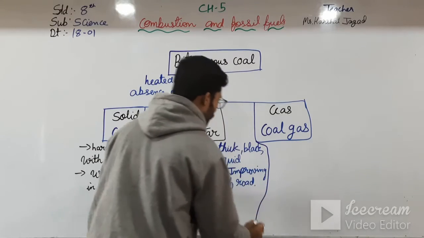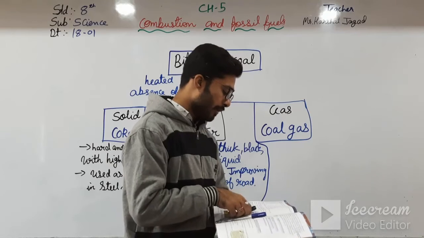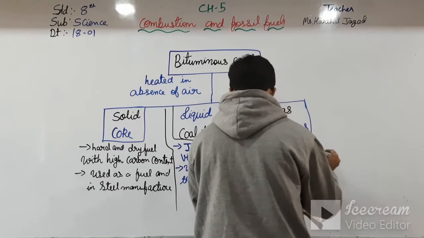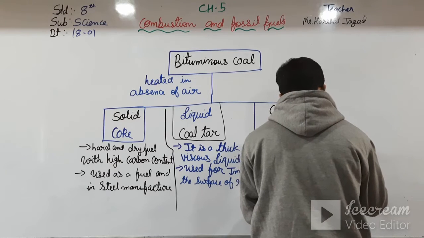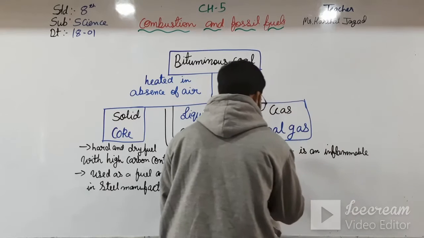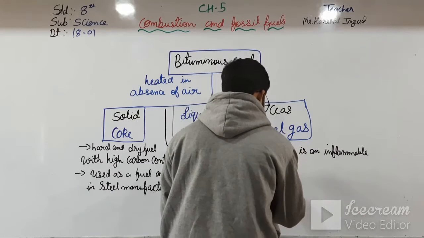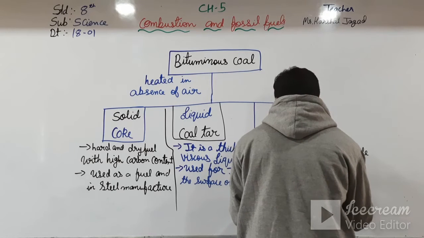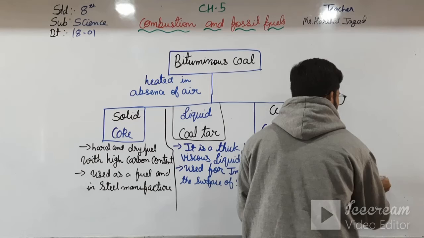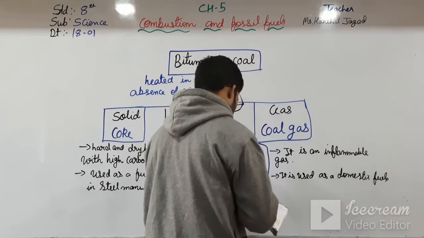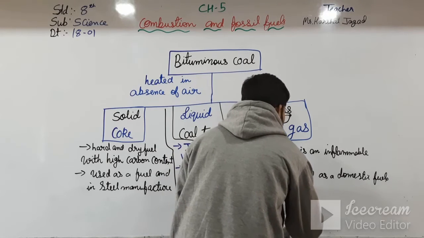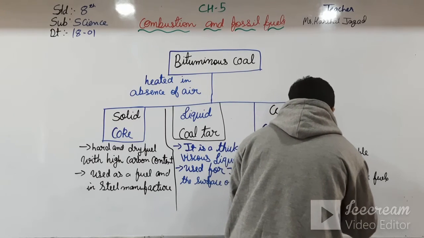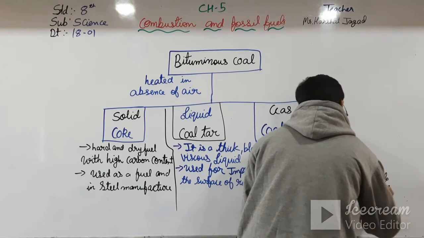And here, coal gas. What is it? It is an inflammable gas, and it is used as a domestic fuel till the development of natural gas.